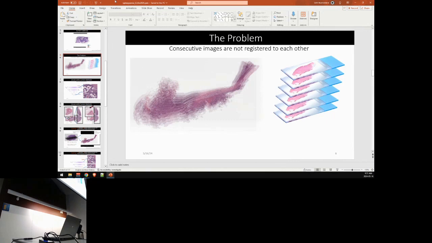So what I just showed in the video is reconstructing the tumor microenvironment from single sections of images. This is how the images look when they are acquired and overlaid on top of each other. They are completely misaligned.